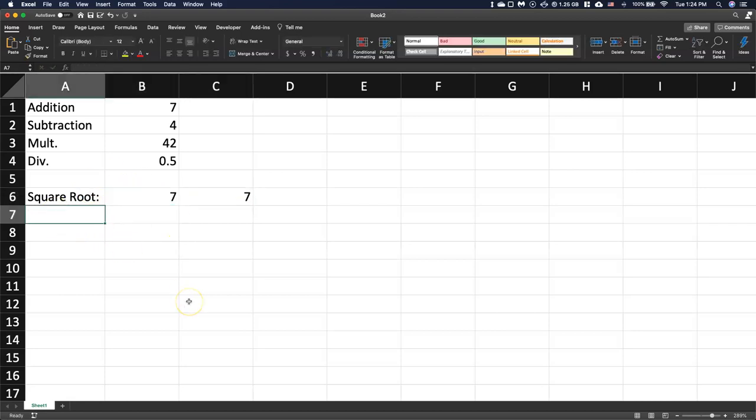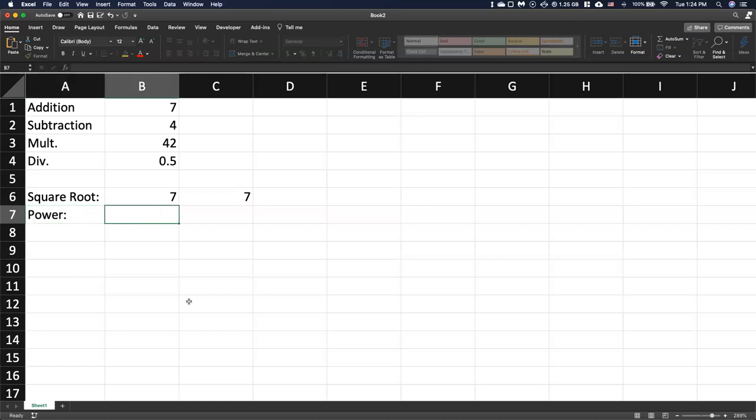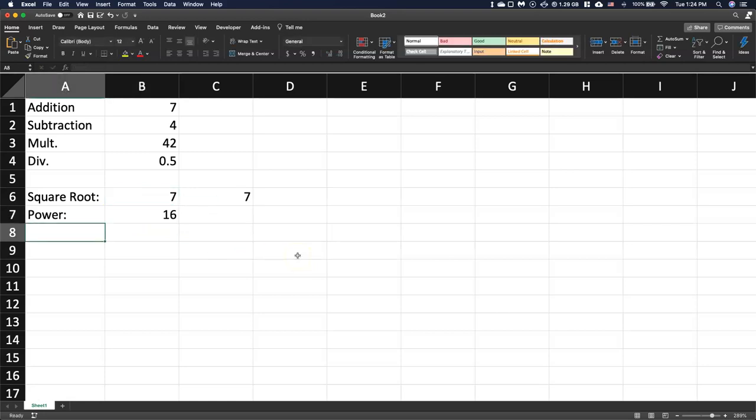All right, now I kind of gave the next one away, but if we're looking for the power of something, often we want to say, like, 4 squared. So we could do equals 4 raised to the power of 2. That little caret symbol, you get it by pushing shift and then 6. And that'll give us 16. So there are all sorts of things that we can do there.